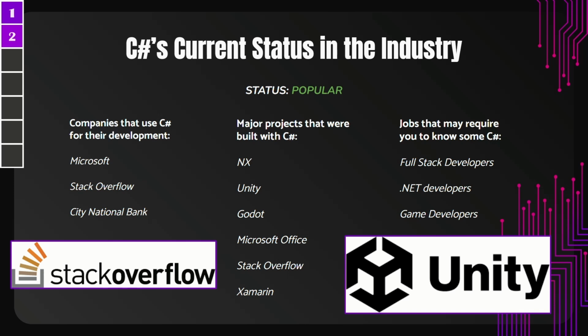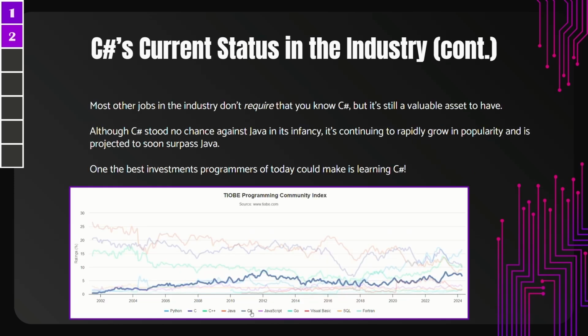Jobs that might require you to know some C Sharp are, of course, game developers and .NET developers. .NET is also Microsoft and hence C Sharp. And full stack developers, because C Sharp handles the front end and the UI. As you can see in the TIOBE Programming Community Index, C Sharp is still on the rise and is actually about to surpass Java. One of the best investments that programmers of today can make is to learn C Sharp. I mean, it's only going to become more popular. It's going to overtake Java soon, and many jobs are going to start looking for people who know C Sharp. So let's get on it.